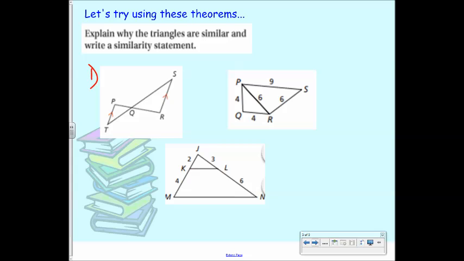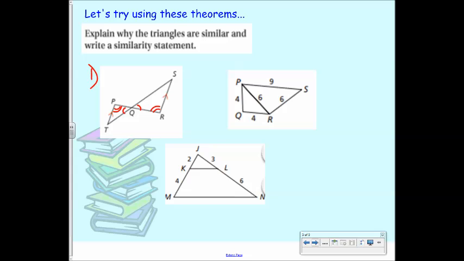Where are the vertical angles? PQT, so this one right here, and SQR. Okay. And then we know that angle P is congruent to angle R. Why? Oh, they're alternate interior angles because this is a transversal. So PR is a transversal because it connects these two parallel lines. So then these two are alternate interior angles because they're in between the parallel lines, but on different sides of the transversal. So then can we prove that they're similar now?